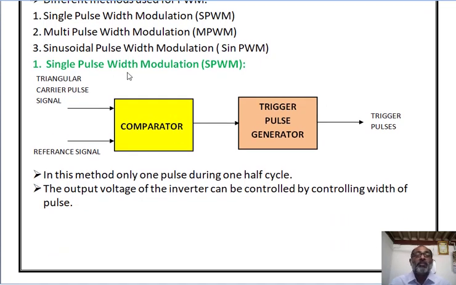First we see single pulse width modulation. In this method only one pulse is generated during the half cycle. That's why it is called single pulse width. Remember, it is most important. The output voltage of the inverter can be controlled by controlling the width of the pulse. That means the output voltage of the inverter depends on the width of the pulse. So if we change the pulse width, it will change the output voltage.